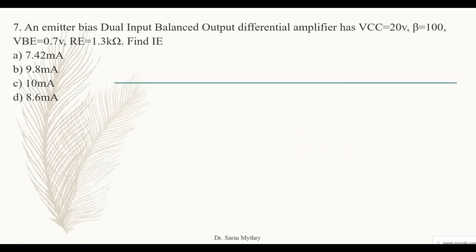An emitter bias dual input balanced output differential amplifier has VCC equal to 20 volts, beta equal to 100, VBE, that is base emitter voltage, is 0.7 volts, RE, that is the emitter resistance, equal to 1.3 kilo ohm. Find the IE. You are supposed to find the emitter current, and options have been given as 7.42 milliamperes, 9.8 milliamperes, 10 milliamperes, 8.6 milliamperes. Now let us see what's the option here. Option A is the correct one. Let us see how it is correct.